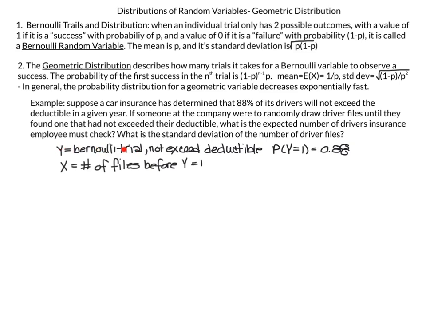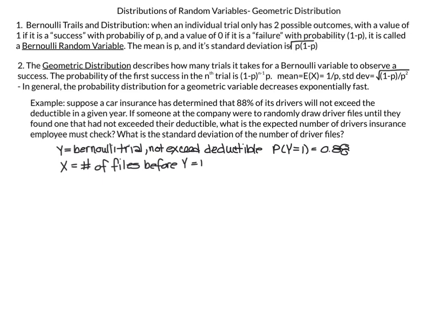Again, y is our random variable, our Bernoulli trial, and it equals 1 when they do not exceed their deductible. So the probability of 1 in this case was given to us: 88% of its drivers do not exceed the deductible. Now we want to know, if we're randomly drawing files, how many do we have to draw before we find one that has not exceeded their deductible? So again, we're counting the number of files before we find y equals 1. So x is our geometric distribution.